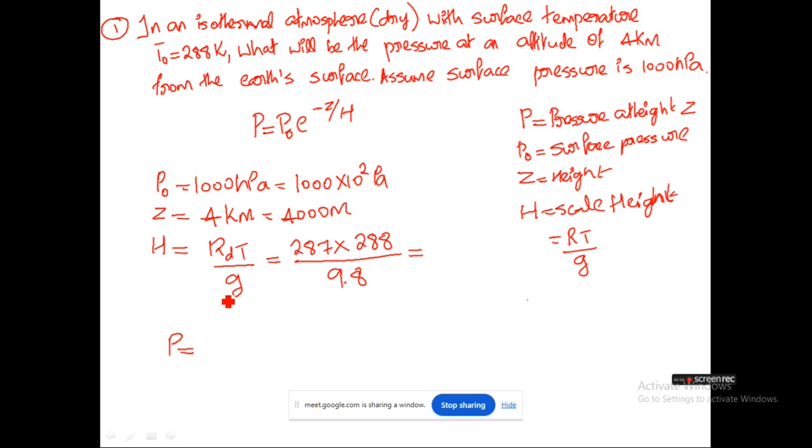First we can calculate the value of H. What will be the value of H, or scale height? Can you calculate and tell me? 287 into 288 divided by 9.8. What will it be?